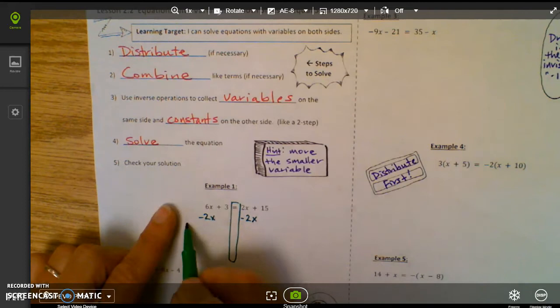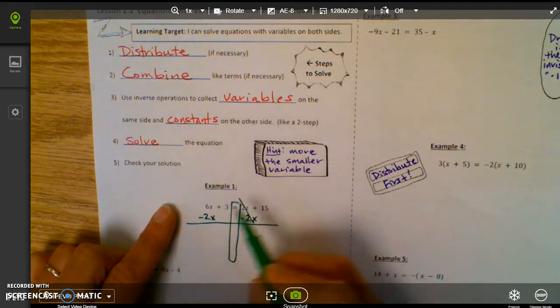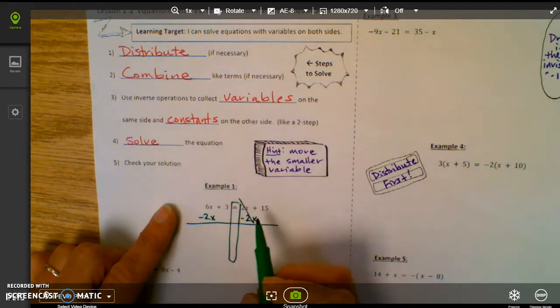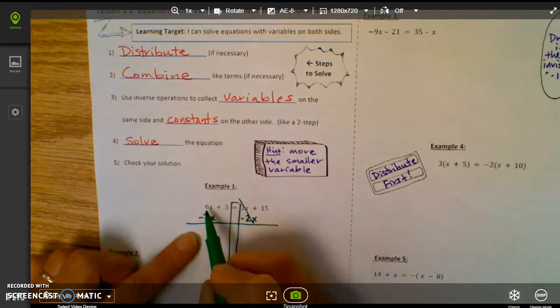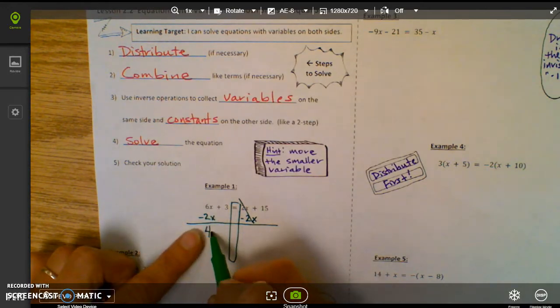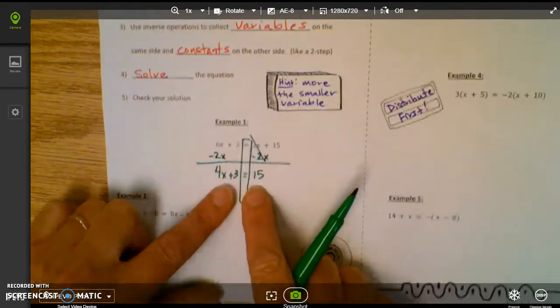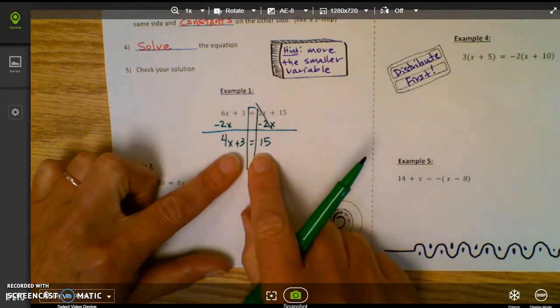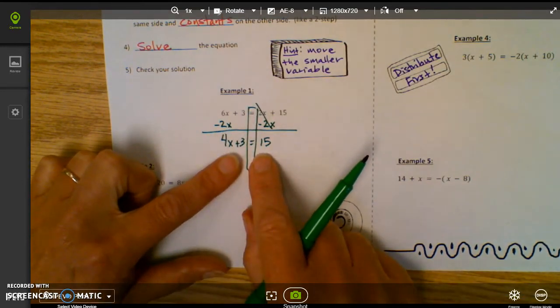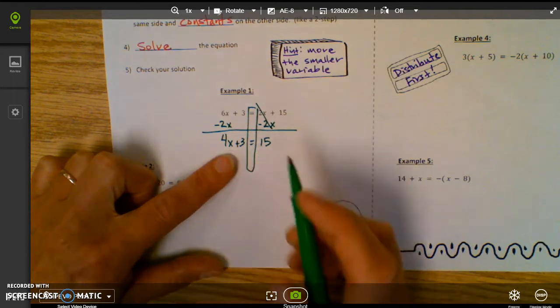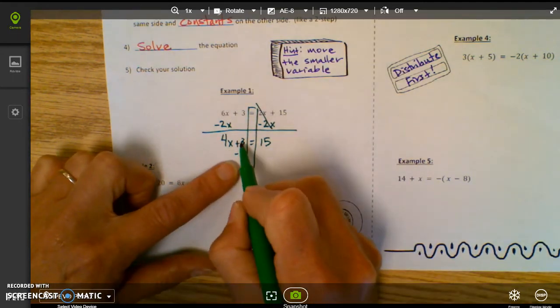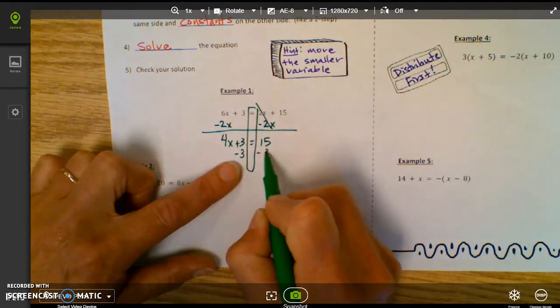And guys, the reason you're doing this is, remember, we want variables on one side. We want all the constant terms, or the plain numbers, on the other. So 6x minus 2x is 4x. And then when you bring down your plus 3 and you bring down your 15, this should be very familiar to you. This should look just like a two-step equation that we solved before. So remember, always take care of your constant terms. So if it's plus 3, you're subtracting 3.